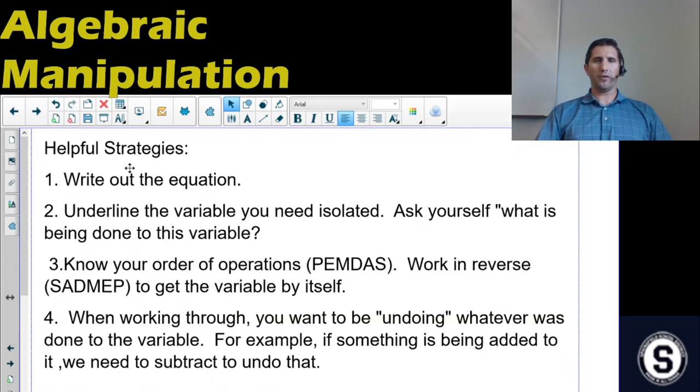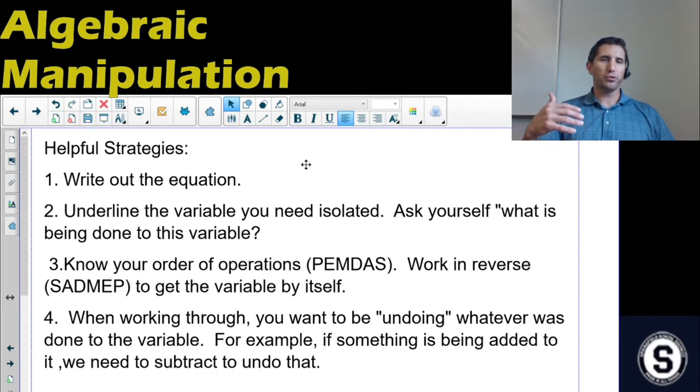All right, so here I've outlined some helpful strategies, and I would definitely recommend writing these down. The first one is to write out the equation. Whatever equation we know that relates those variables, we want to make sure we write that out. Then we want to underline the variable that we need isolated. Ask yourself, what's being done to this variable? What's happening to that variable that we need?